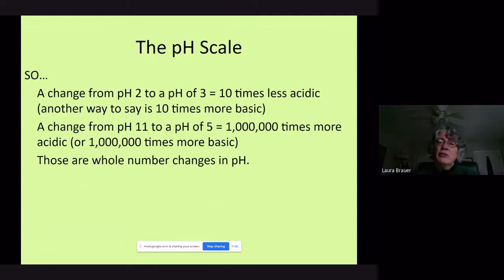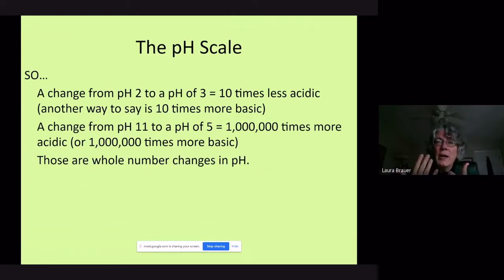If we look at numbers that are further apart, so let's say we're going to change from a pH of 11, which is basic, to a pH of 5, which is acidic, well, I go from 11 to 10 to 9 to 8 to 7 to 6 to 5. If I count on my fingers every time I change, I'm holding up 6 fingers right now. Notice that 6 fingers represents 1, 2, 3, 4, 5, 6. Because you're taking 10 times 10 times 10 times 10 times 10 times 10.